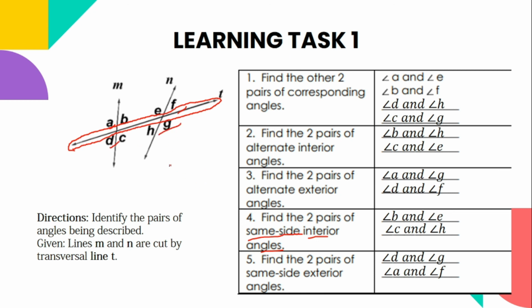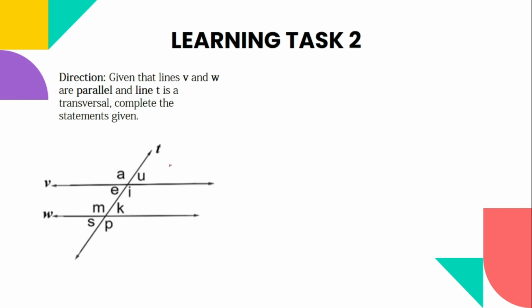Now, let's have this learning task number 2. Given that lines V and W are parallel lines. Okay? V and W are parallel. Now, we have the transversal line T. This is the transversal. It cuts the two parallel lines. So, let's complete the given statements.